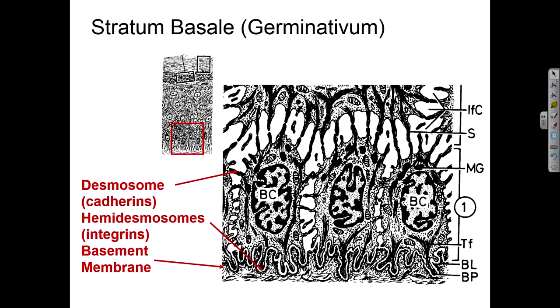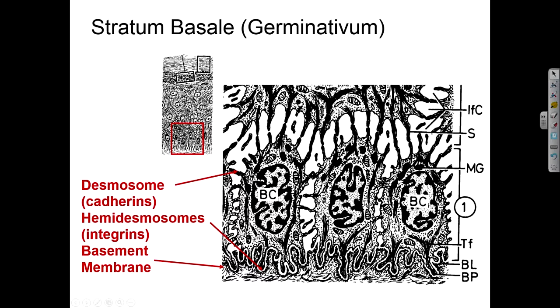Okay, so let's look at the cells of those layers. The bottommost layer, the stratum basale, is attached to the basement membrane that separates the epidermis from the dermis. Remember, these cells, the keratinocytes, are connected for the most part to each other by desmosomes. And remember, cadherins are the proteins that are a distinguishing feature of desmosomes. Except the hemidesmosomes at the basement membrane have cadherins replaced with integrins. If you go way back to lecture number 2, you may remember I talked about integrins replacing cadherins in hemidesmosomes versus desmosomes.